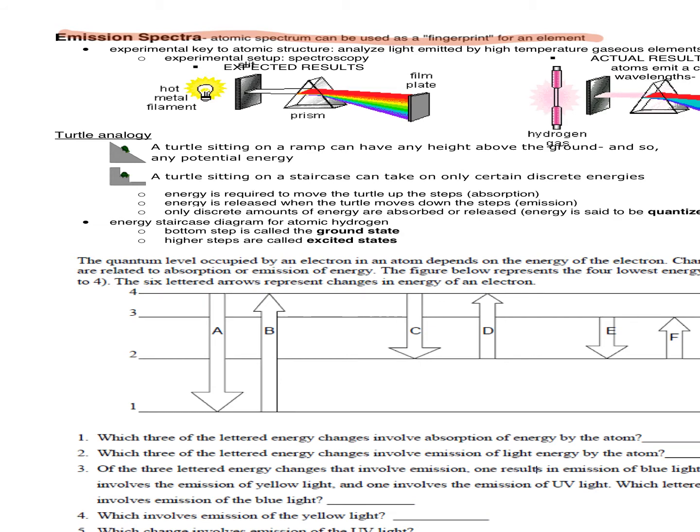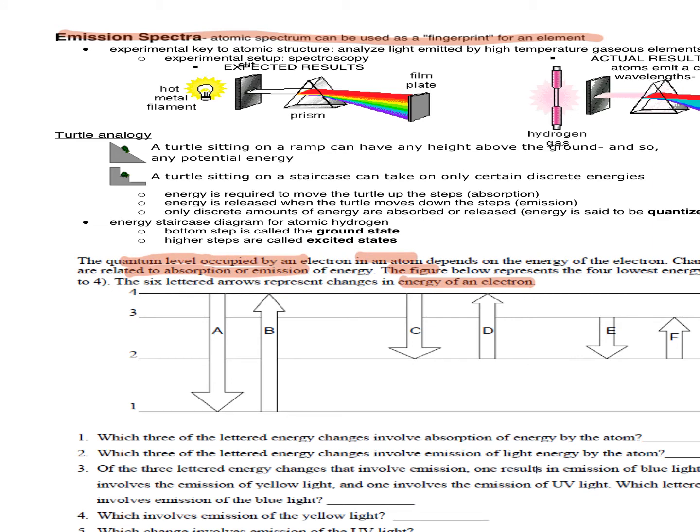Anytime you move up a step, you need to absorb energy. So energy is required to move up. So that would be absorption. Energy is released to move down, emission. And because he's on a staircase, only discrete amounts of energy are absorbed or released. It is quantized, because there is a step, a very set area where you can go.